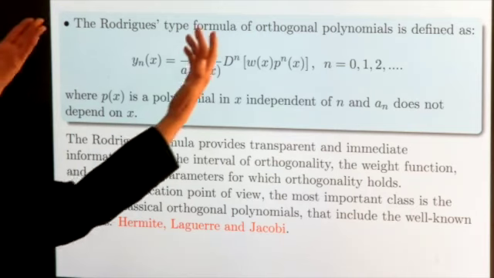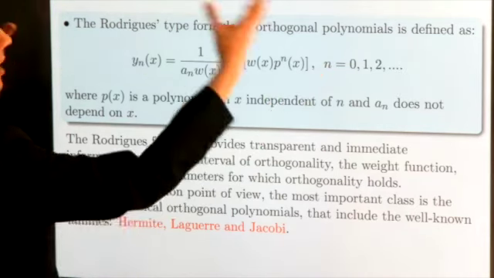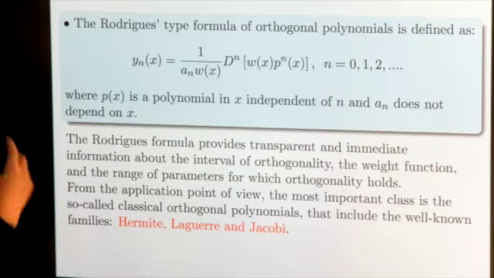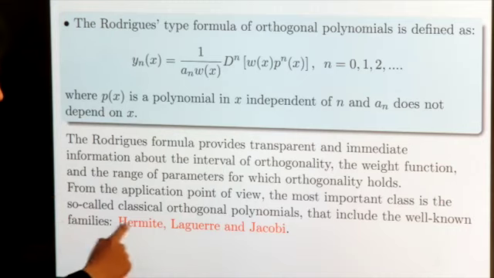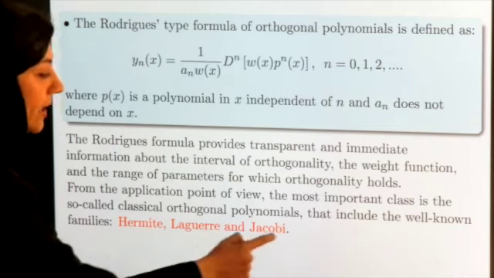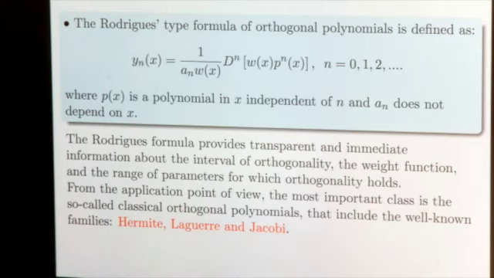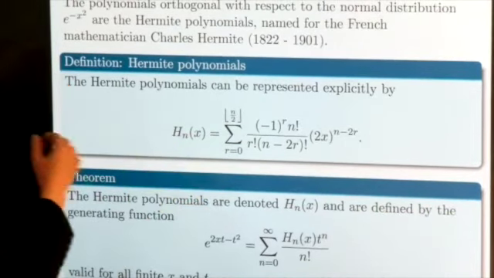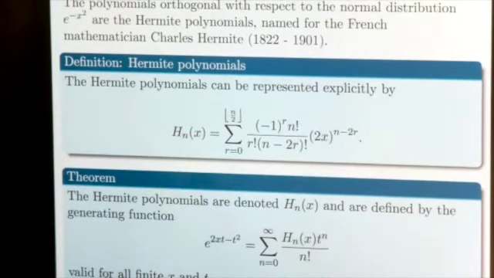From this formula, we can obtain a lot of information about orthogonal polynomials. In this section, I want to investigate some important properties of some important classic orthogonal polynomials, such as Hermite polynomials, Laguerre polynomials, Jacobi, and also I want to investigate some properties of the Bessel function too. Okay, let's start with Hermite polynomials.